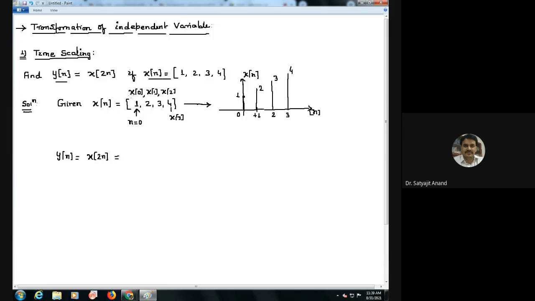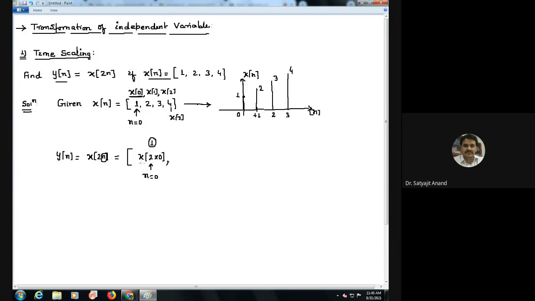So first you see what you are getting: x[0]. What value of n, you have to concentrate on n only, student. Remember, what value of n should I put so that it gives you x[0]? If I put n equal to 0 here in x[2n], I will be getting x[2 into 0], that is x[0]. Simply what I did, I put n equal to 0. So this is at n equal to 0, students. If you put n equal to 0, this gives you x[0], and x[0] is 1.